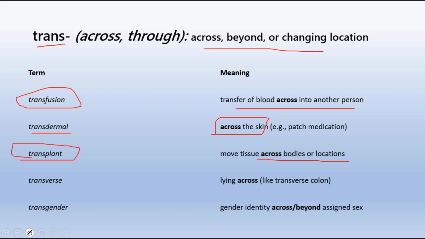And now you can look at two other examples. Transverse, which means lying across. For example, you might see in the digestive system a word, transverse colon, which means the part of the colon that lies across. And the last example is transgender, which describes gender identity across or beyond assigned sex.